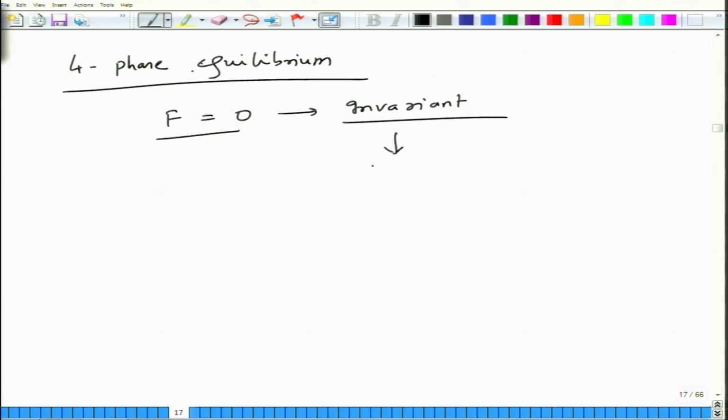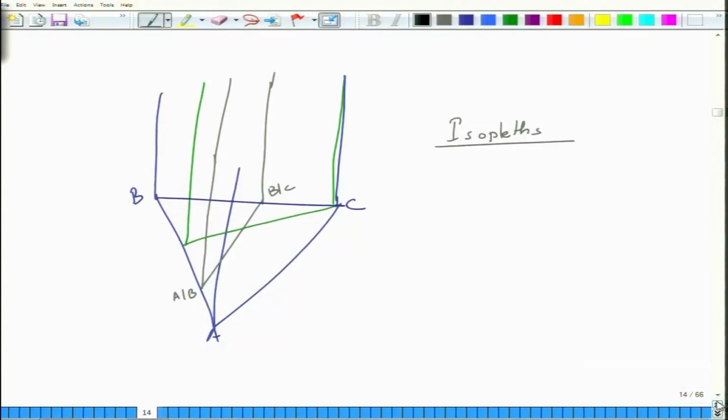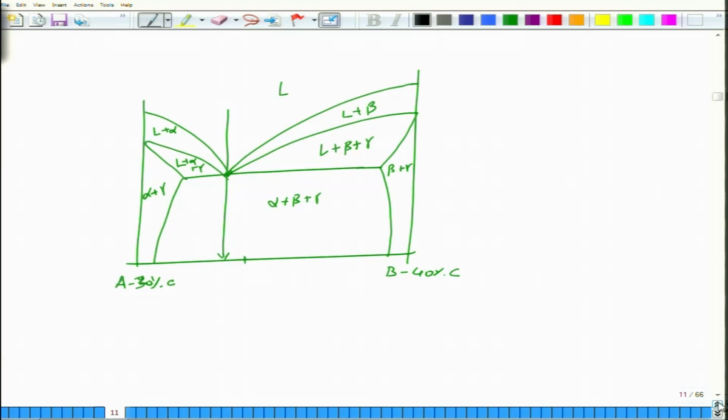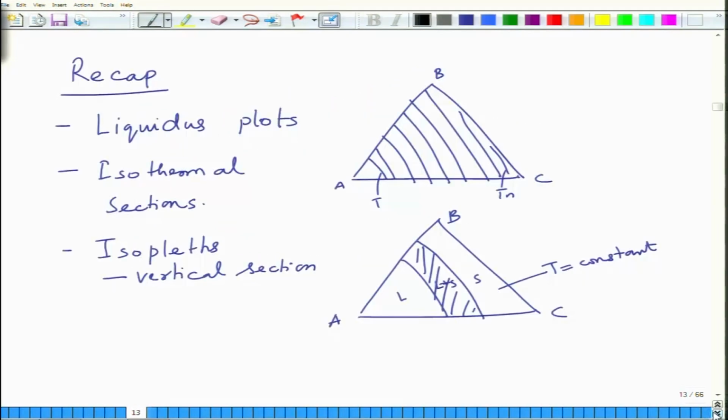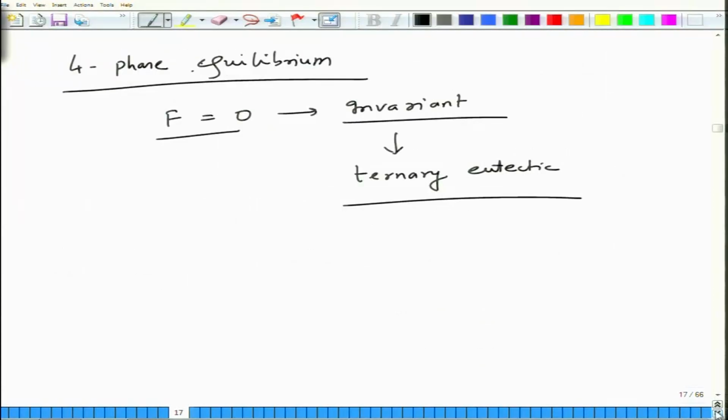And this could be a situation like ternary eutectic. So, we saw for example, somewhere here you have ternary eutectic in isopleth. So, this is the isopleth you have. At this point liquid and alpha plus beta plus gamma, they coexist. So, this is a 4-phase equilibrium which is not found in binary systems, but in ternary systems. So, an example is ternary eutectic. These are the 4 possible scenarios that you will encounter in case of ternary systems as far as application of phase rule is concerned.